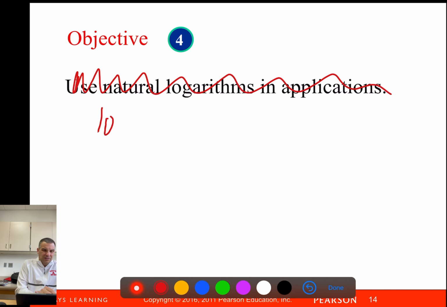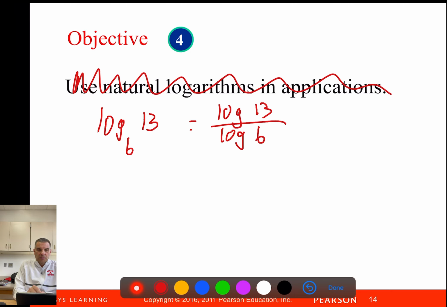Let's go log base 6 of 13. It's always going to be the log of our "of" divided by the log of our base. Base goes on the bottom, the "of" goes on the top. Log of 13 divided by log of 6 is 1.4315. Last one. Log base 13 of 4.